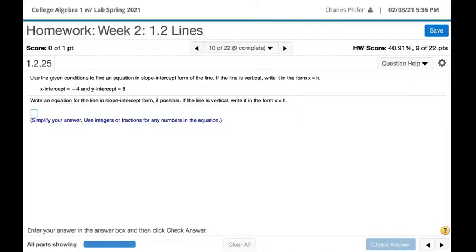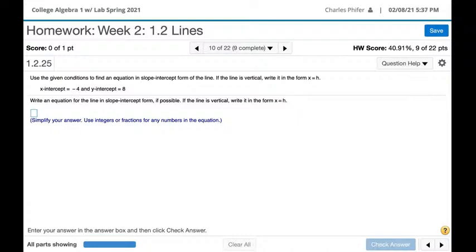Okay, so this is question number 10. This comes from section 1.25. I'm going to say find the equation of the line. Find the equation of the line. Okay. Let me see. The x-intercept is -4, and the y-intercept is 8. All right. I like this one.